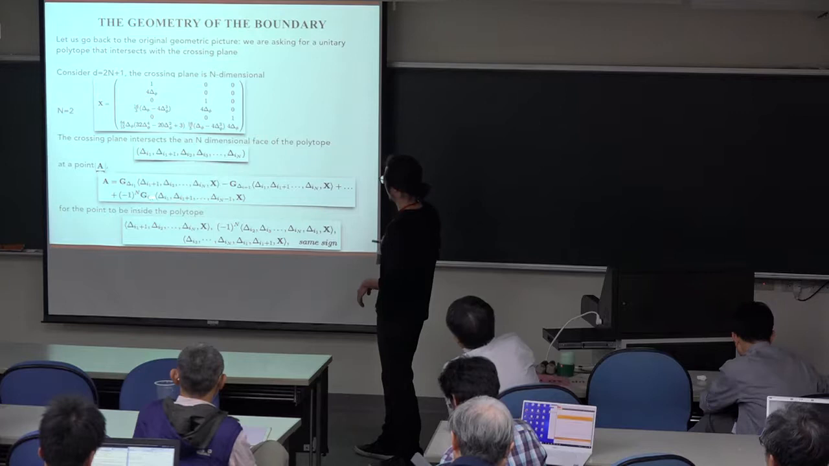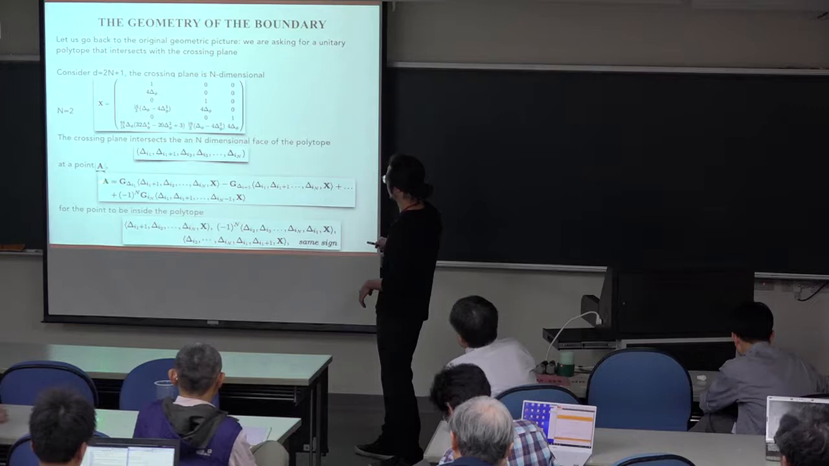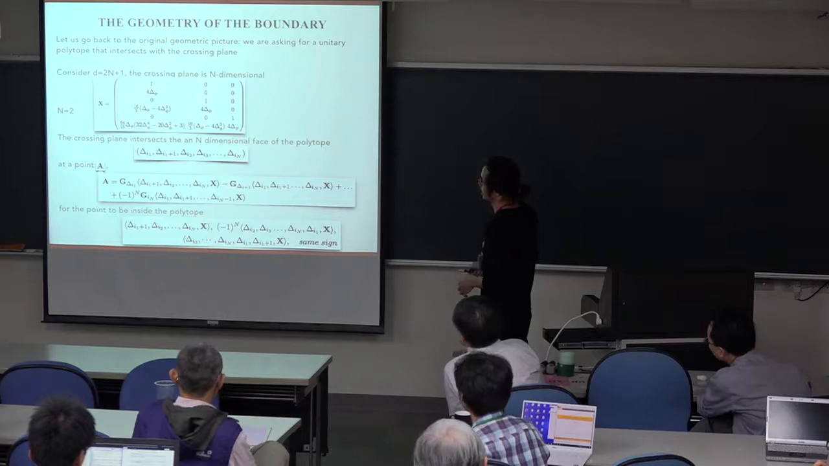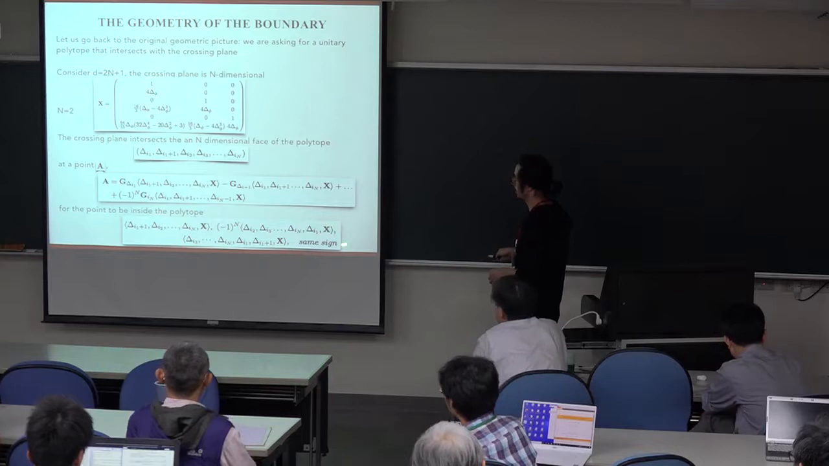And for the point to be inside the polytope, you just have that a dotted into the polytope has to be positive. And that tells you that this has to have the same sum. Since the slides will be loaded on the website, you can come back and look at this later, so I'll just go through this briefly. The important thing is that the constraint is coming from this sign.